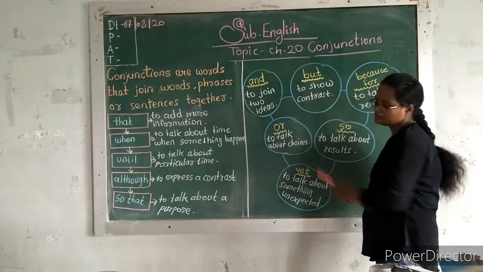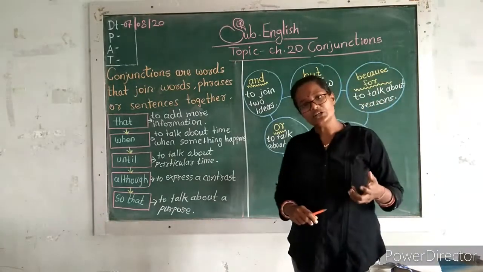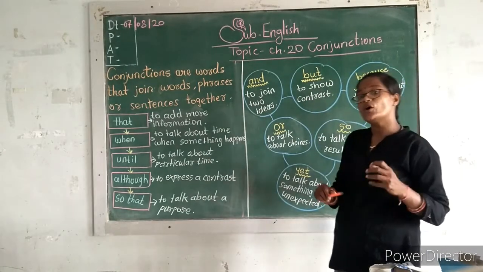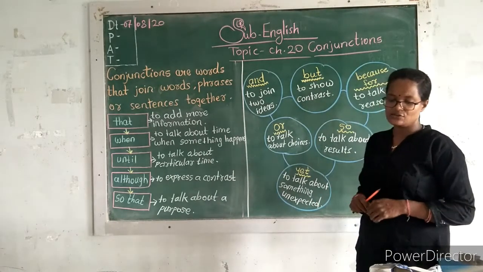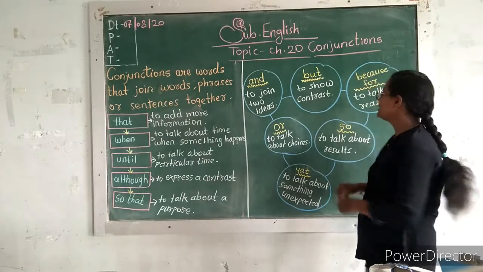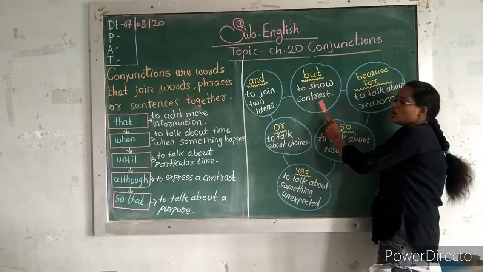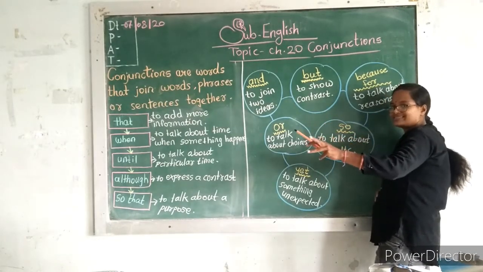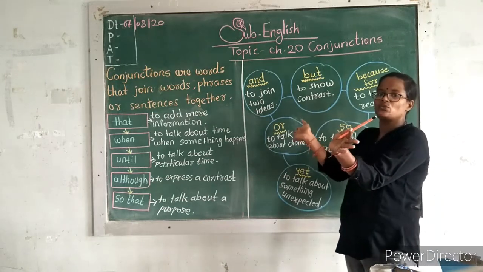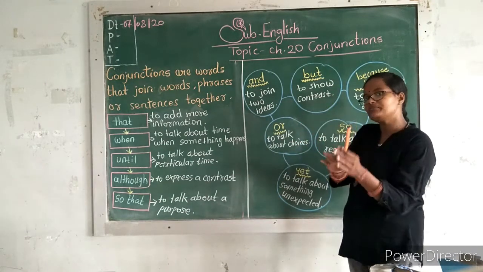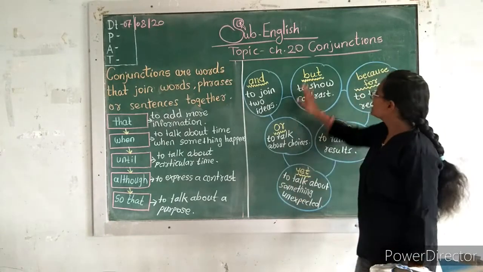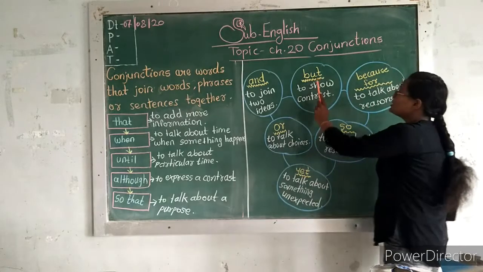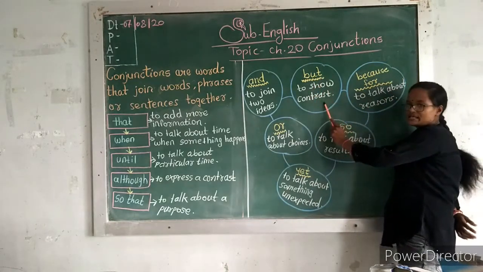Second, but. We use but to show contrast. Example, Lily is honest but she is not a smart girl. Here but is used to explain the qualities of the same girl, but different, in contrast. There is contrast, opposite qualities are there. Lily is honest but not smart, right? Here but is used to show contrast.